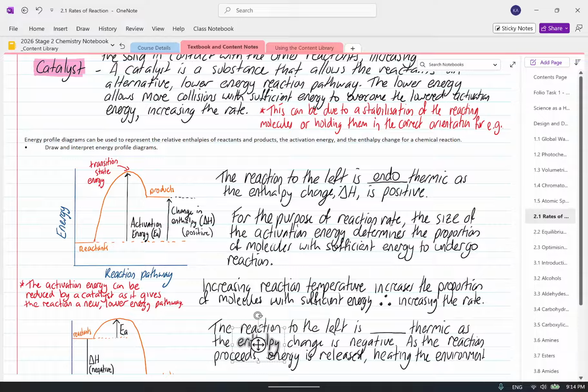Energy has been taken in to the molecules, and normally that comes from the surroundings. So we end up with our surroundings feeling colder because the energy has been sucked away into the bonds of the molecules themselves.